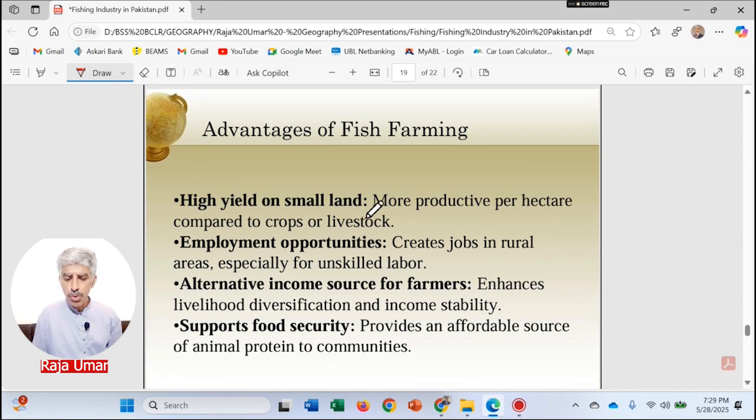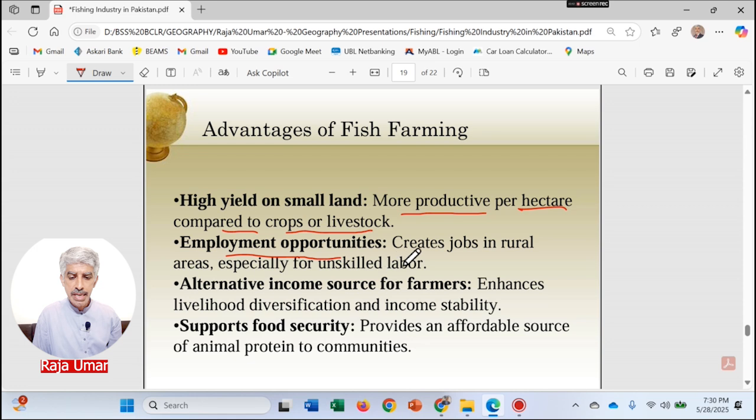Now, advantages of fish farming: high yield on small land. On just a few farms, you can have much more quantity of fish to be caught and sold in the market. More productive per hectare compared to crops or livestock. So that is why I have said that agricultural farmers are slowly and gradually shifting towards aquaculture. They are converting their agricultural lands into fish farms, as they know that they might be able to earn more profit out of their lands if they use those lands for fish farming rather than growing crops, as the per hectare income is much higher in fish farming.